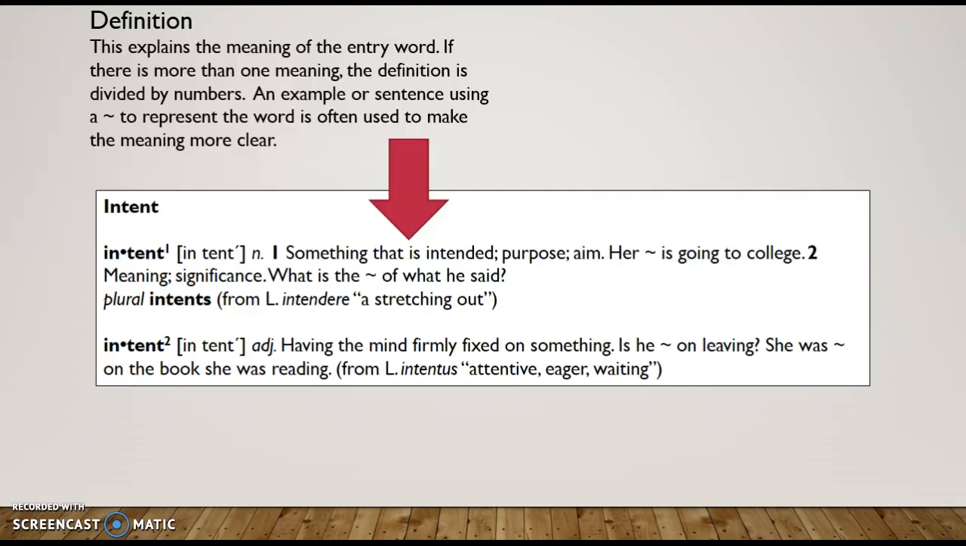Often an example sentence using a squiggly line, forgive me, I'm not sure what that's called, to represent the word is used to make the meaning more clear. Our example here says her squiggly is going to college. All you need to do is replace your entry word with that symbol. Her intent is going to college.